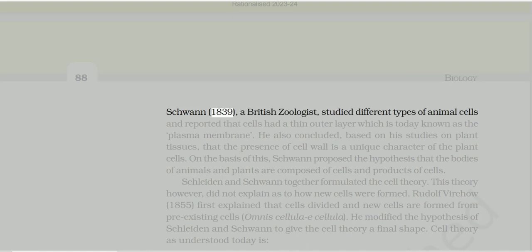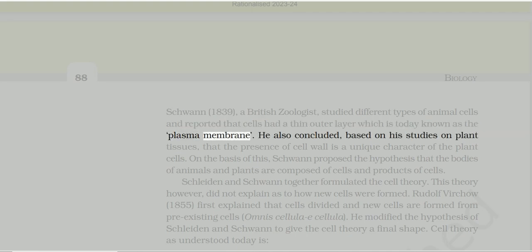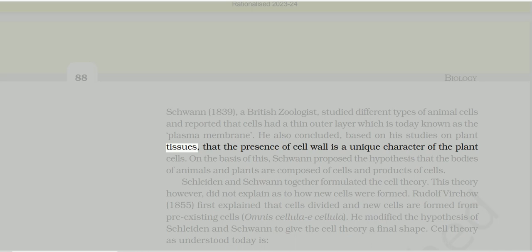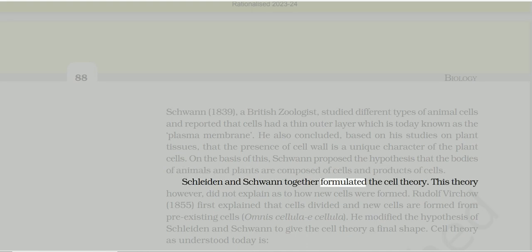Schwann, in 1839, a British zoologist, studied different types of animal cells and reported that cells had a thin outer layer which is today known as the plasma membrane. He also concluded, based on his studies on plant tissues, that the presence of cell wall is a unique character of the plant cells. On the basis of this, Schwann proposed the hypothesis that the bodies of animals and plants are composed of cells and products of cells. Schleiden and Schwann together formulated the cell theory.